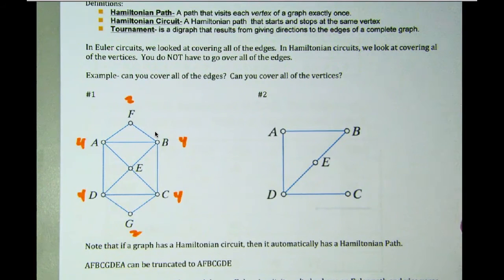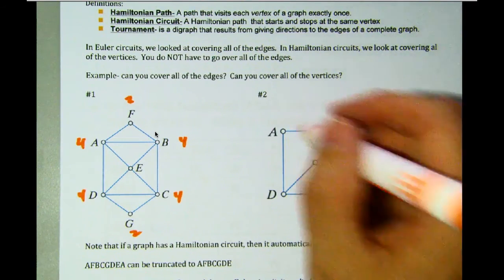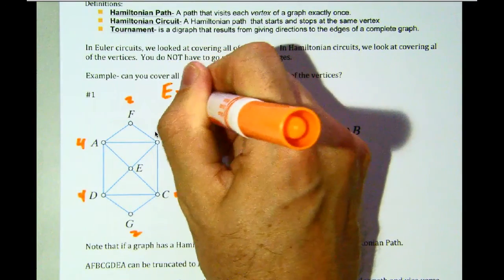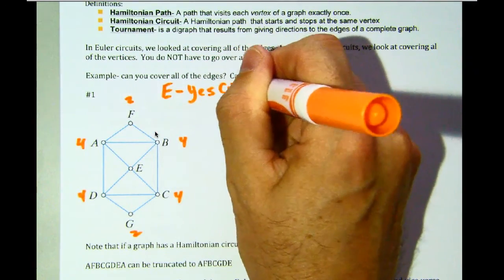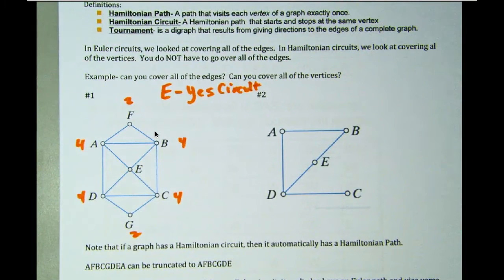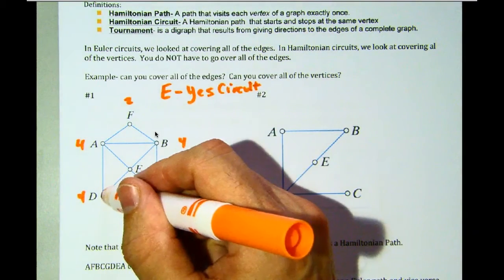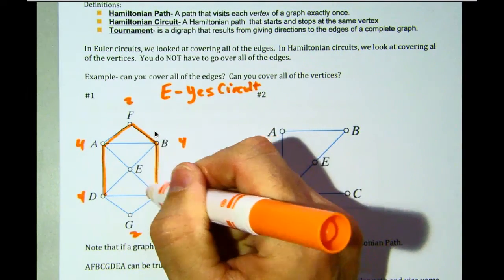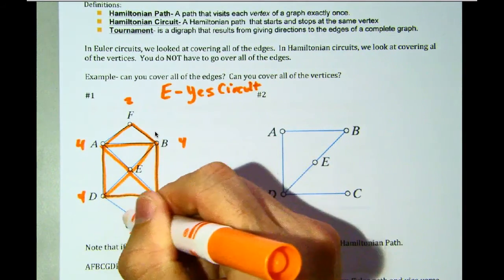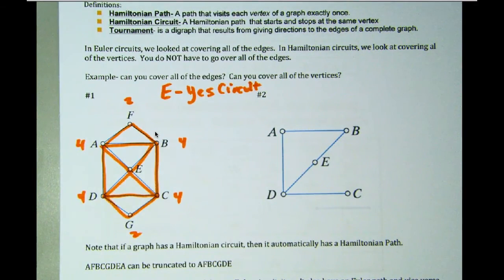If all the vertices have even degree, in other words, an even number of edges come into each one, then yes, we can make an Euler circuit. An Euler path is possible only if we have exactly two odd-degree vertices. So you've got to remember that. So Euler, yes. And if I do this, I'd have to zip around here. There's my Euler circuit.